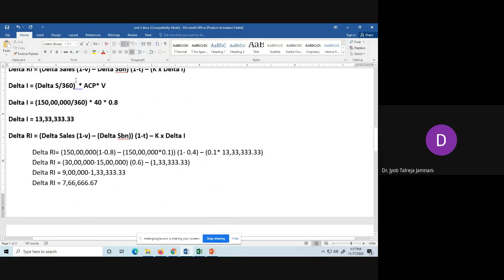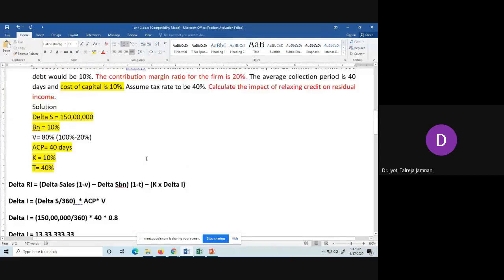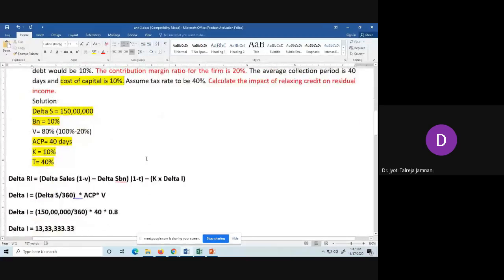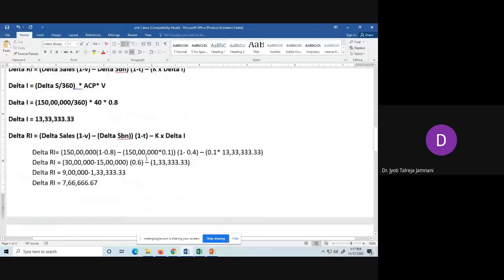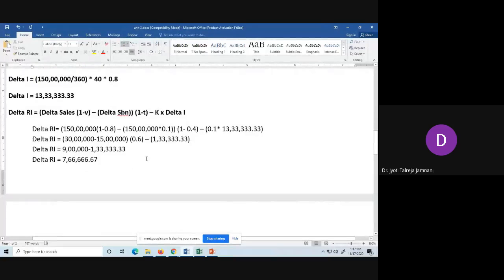So that's why I put it again in the brackets for you. First, you should do delta S into 1 minus variable cost. Whatever answer you get, from that you minus delta S into bad debt, and then 1 minus tax and K into delta I. So this is the way you will have to solve it in the exams also and understand it also. So I hope the first problem was clear with everybody.